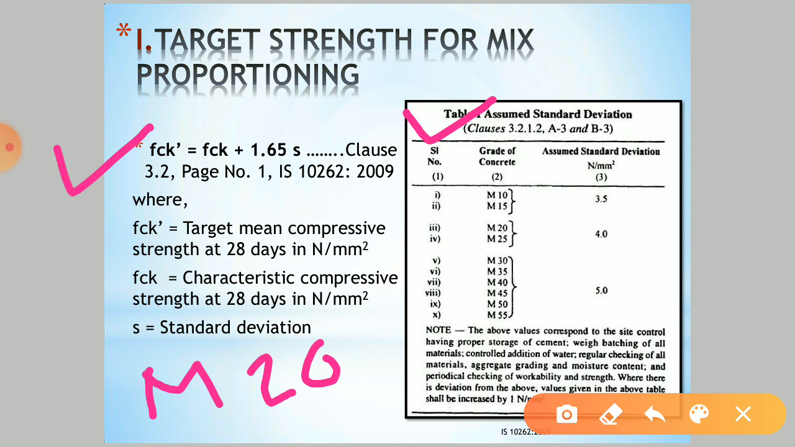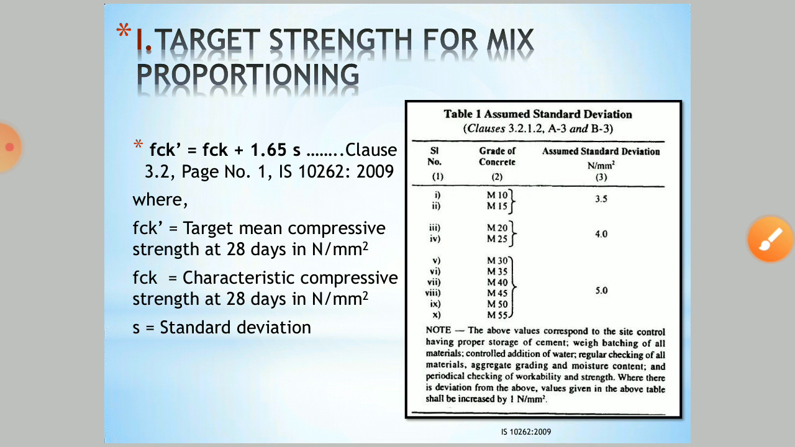Now suppose for M20 it is 4. If you do the calculation, you will get FCK dash. See, FCK dash will be more than 20 MPa, because we have considered the standard deviation S. And these values of standard deviation may vary depending upon the site control, and may be increased depending upon your results.